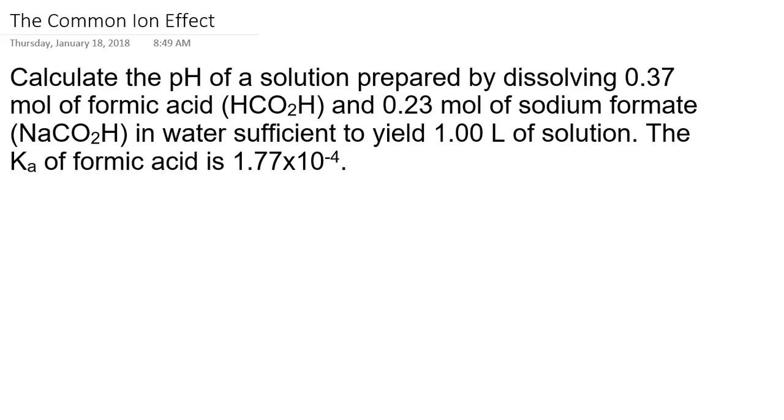So let's take this example that we've got on the screen right now. I'm being asked to calculate the pH of a solution that I prepare by dissolving 0.37 moles of formic acid and 0.23 moles of sodium formate in water so that I get 1 liter of solution. And as part of the background information of the problem, I'm also given the acid dissociation constant, the Ka, for formic acid, and that's 1.77 times 10 to the negative fourth.